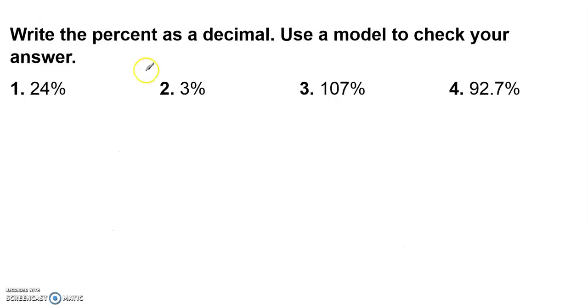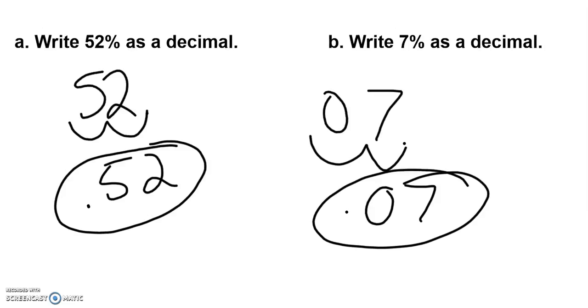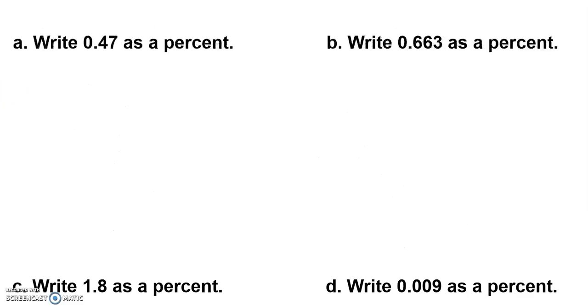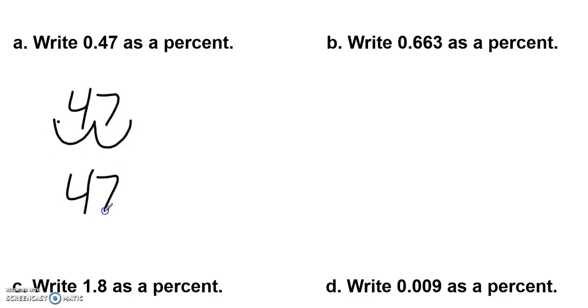Alright, next thing, write the percent as a decimal. So just do that on your own if you need extra practice. If not, you can just skip it. And now they want us to write the decimal as a percent, which we haven't been doing much of. So we have 0.47. We move it to the right twice. We have 47%.